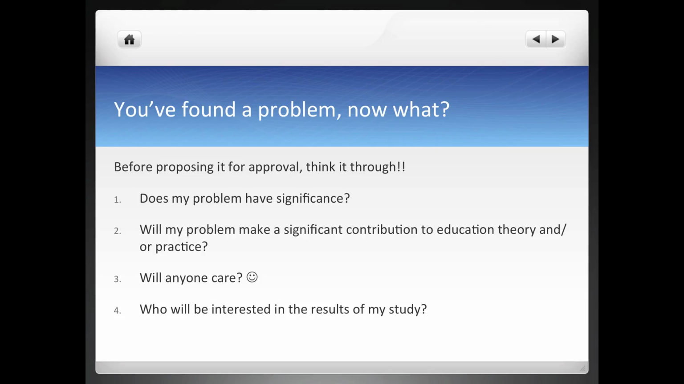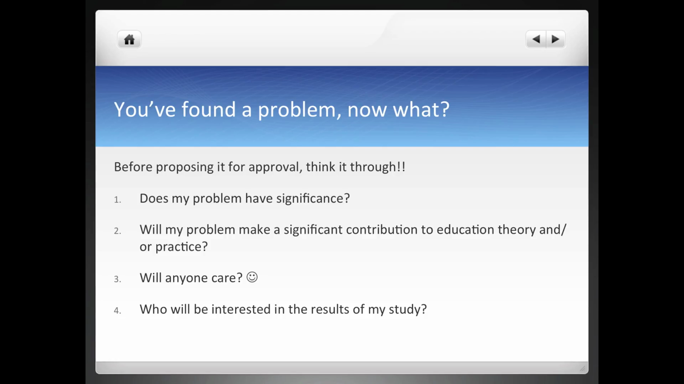Okay, so you've done all this work and you found a problem. Now what are you going to do? Well, before proposing it to me for approval, guys, you need to step back and think it through. The first thing you're going to want to do naturally is to get this thing behind you. When things are kind of nagging at us, what do we want to do? Well, we get it over with. But guys, step back, be patient, and think it through.